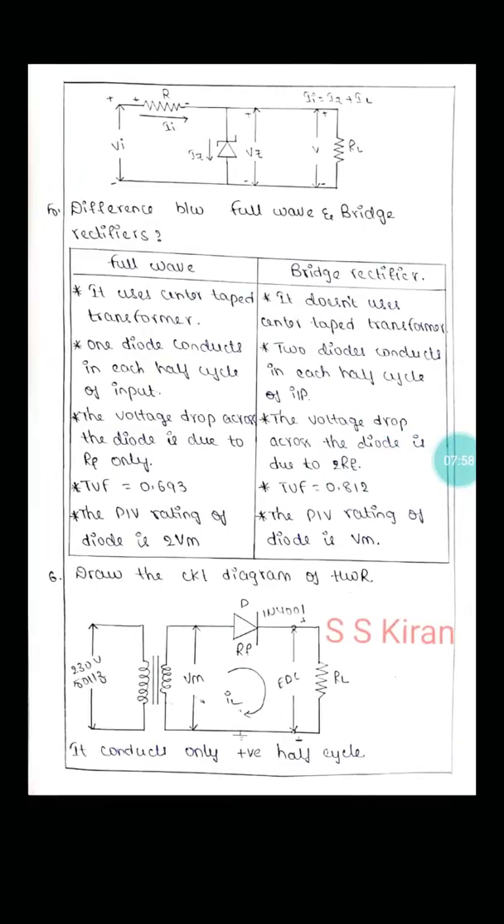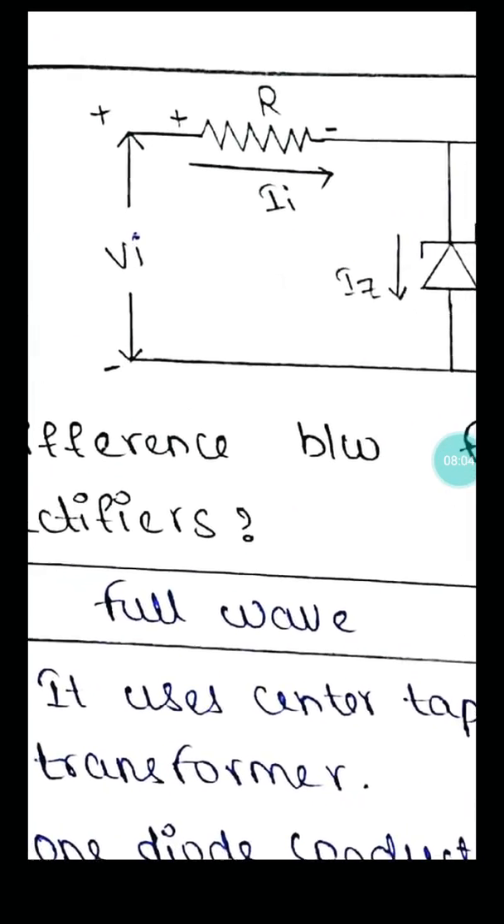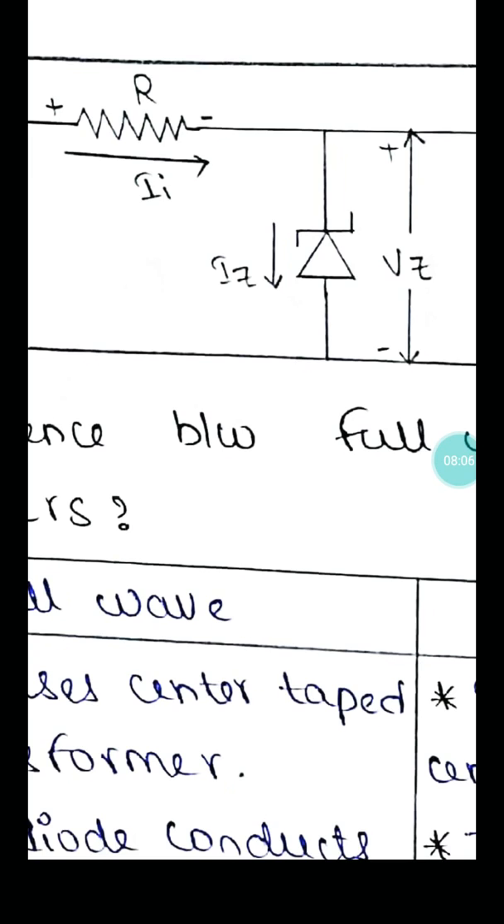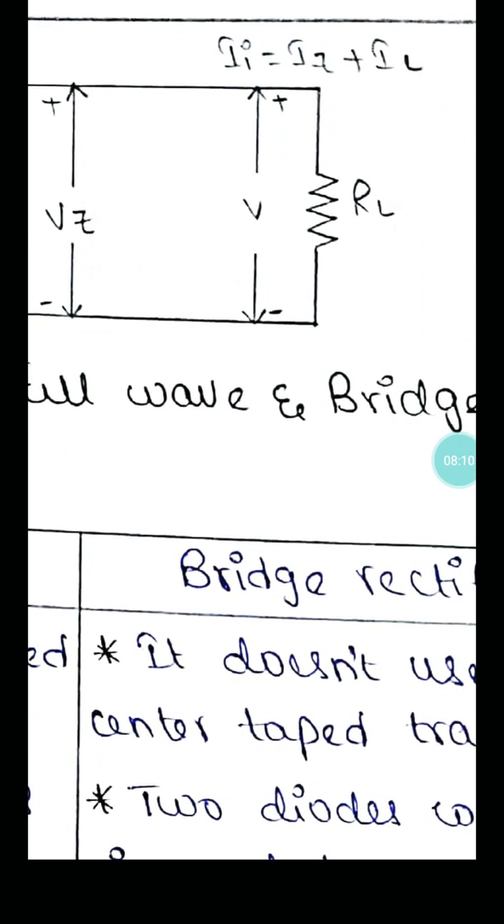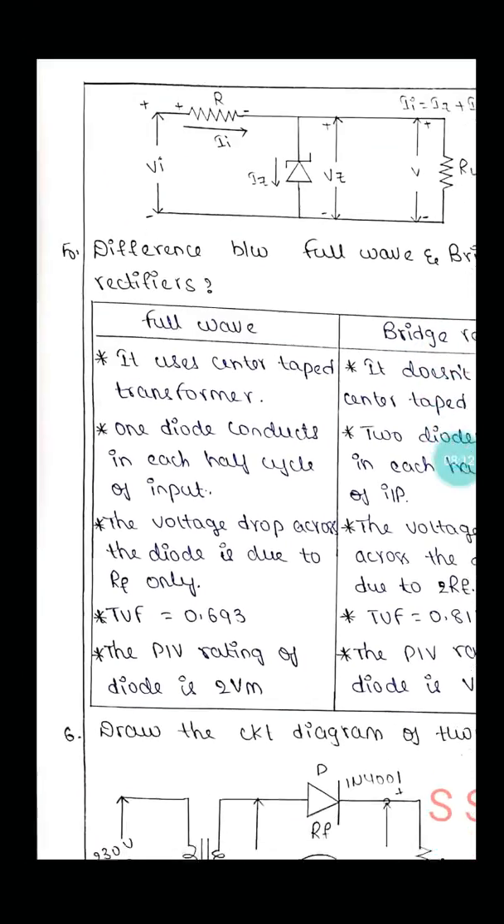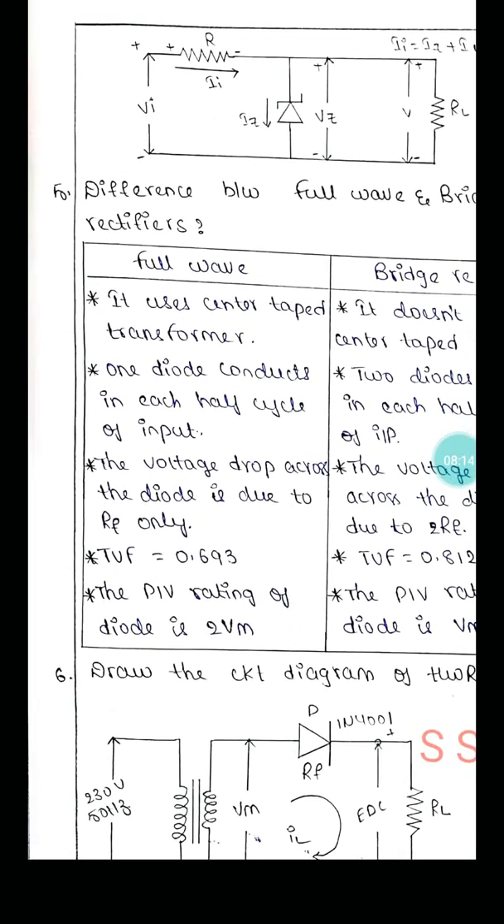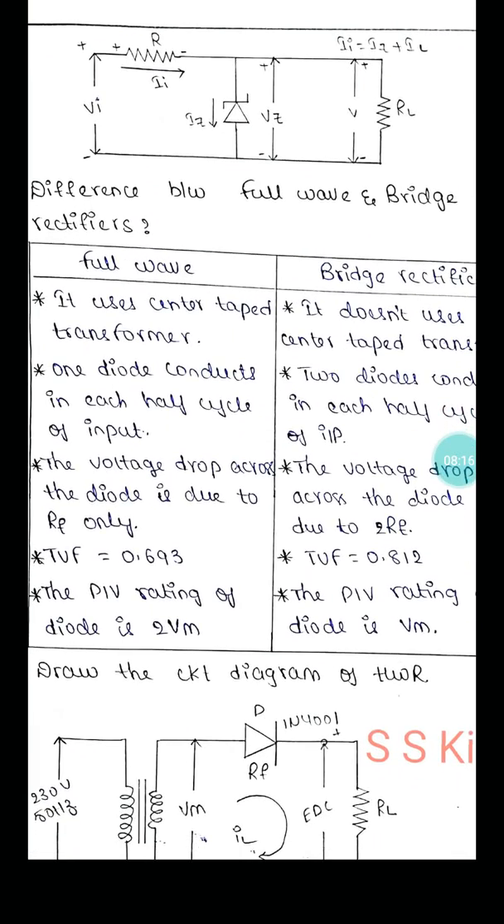Okay, next. Just see the diagram, how the regulator is connected in the circuit. This is V input, with some R. Here the Zener diode is connected in reverse bias. This is the load resistance. Okay, this is the circuit diagram for the regulator.